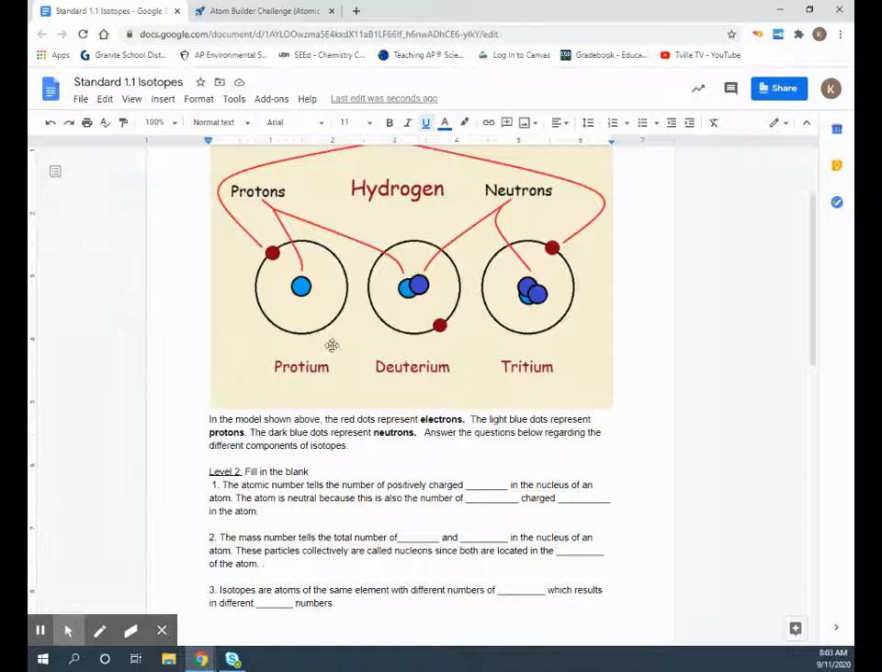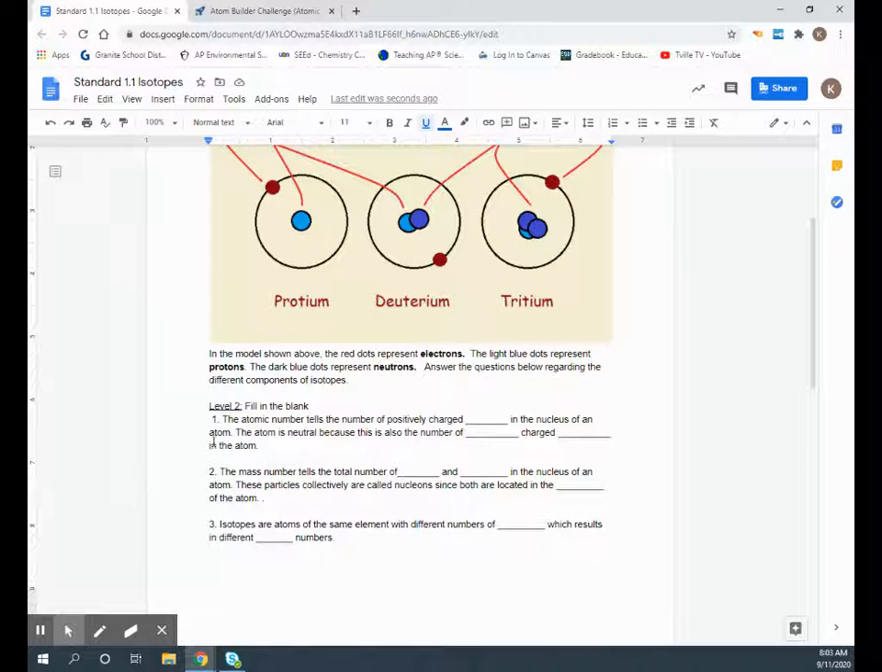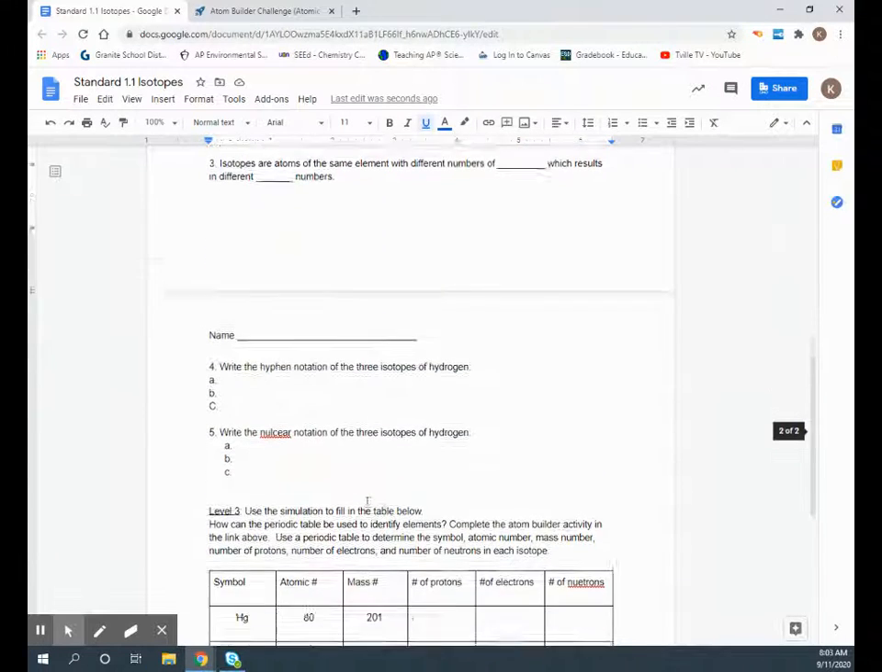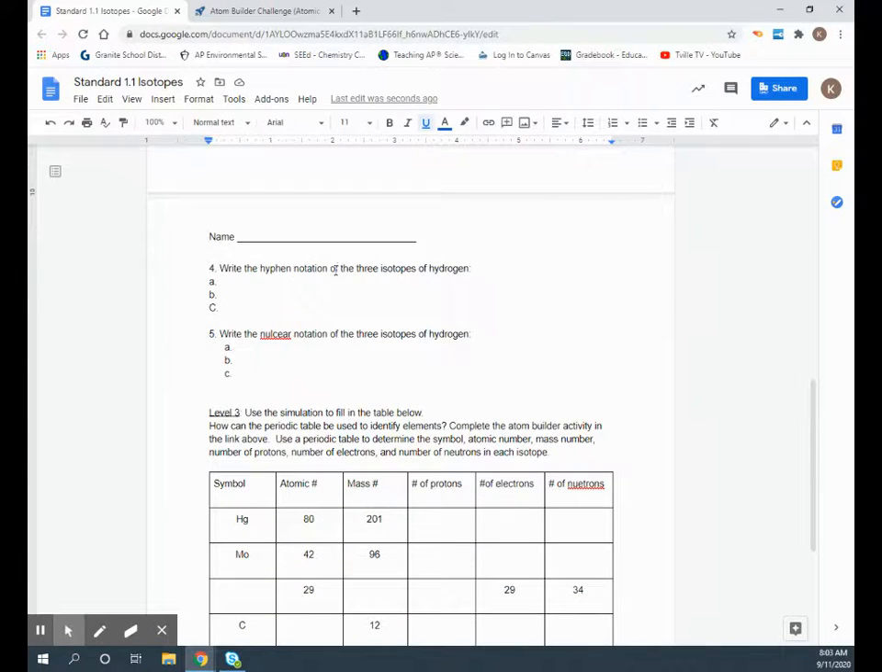It gives you a little bit of information about models, because we've been talking about atomic models and isotopes this week. So for the level 2, the first section, you are going to fill in the blank with the words that will complete that sentence to make them true. In the next section, you are going to do hyphen notation and nuclear notation for each of the isotopes of hydrogen. So watch the video in the Nearpod to help you with that.